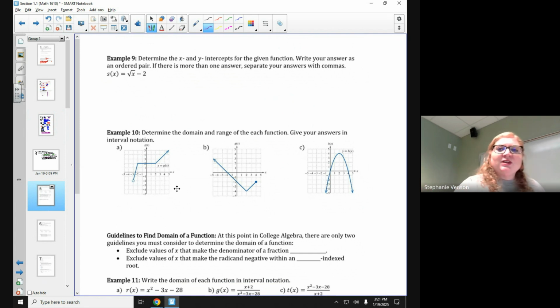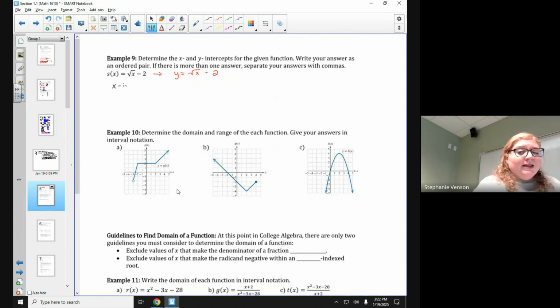So let's see. Determine the x and y intercepts for the given function. Write your answer as an ordered pair. If there is more than one answer, separate your answers with commas. So again, same directions, just a new function. S of x equals the square root of x minus 2. So remember, this is the same thing as y equals square root of x minus 2.